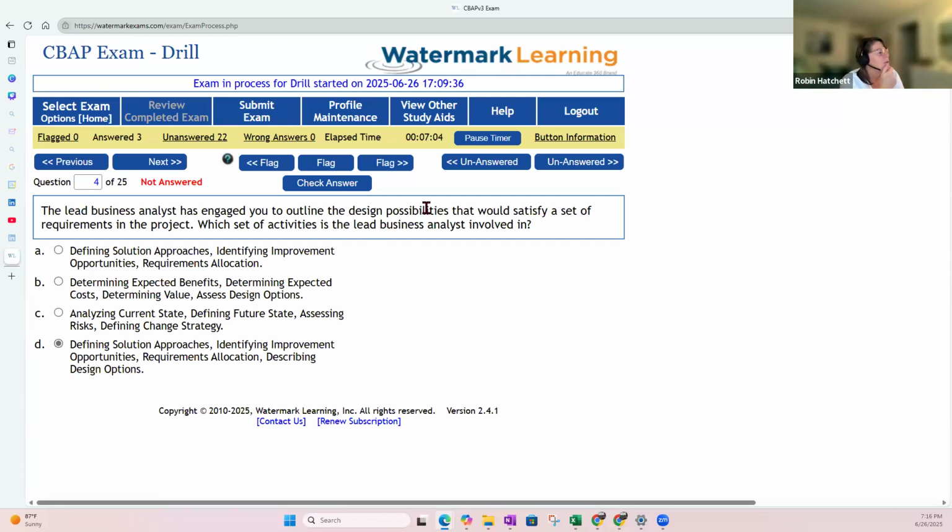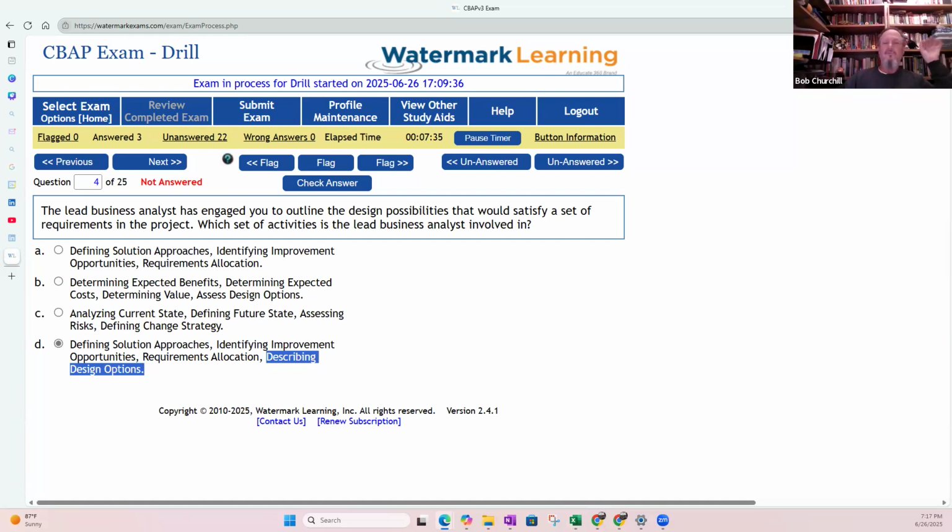To outline design possibilities to satisfy a set of requirements. But like Michelle said, if we're looking at it as define design options, then describing design options, yes, those are the elements. How is A different than D? Describing design option parts. That's one thing that'll trip you up in the practice questions. So don't be tripped up by A.